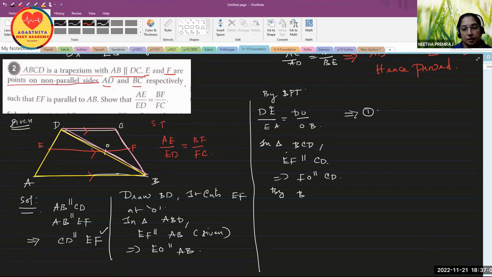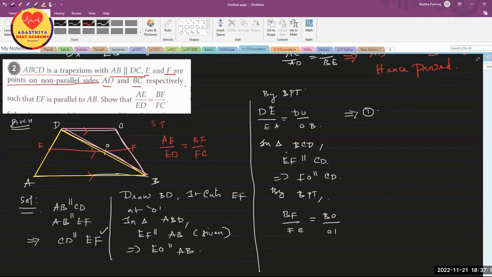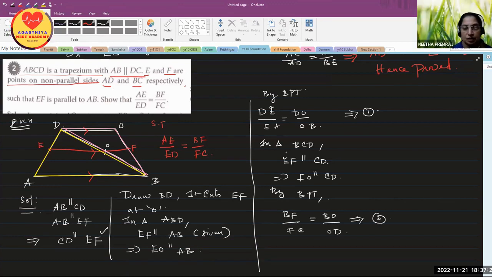By BPT, you can write, how do you write? BF by FC is equal to BO by OD. That you name it as 2. Okay. Now you see OB by DO, OB is given. But here BO, I just write upside down this equation. That is not an issue.